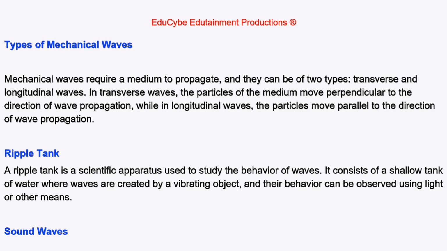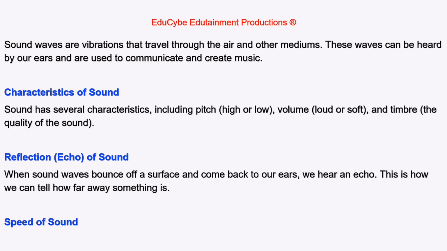Ripple tank. A ripple tank is a scientific apparatus used to study the behavior of waves. It consists of a shallow tank of water where waves are created by a vibrating object, and their behavior can be observed using light or other means. Sound waves. Sound waves are vibrations that travel through the air and other mediums. These waves can be heard by our ears and are used to communicate and create music.